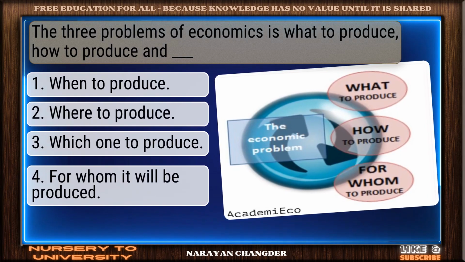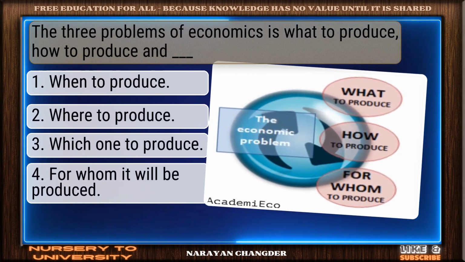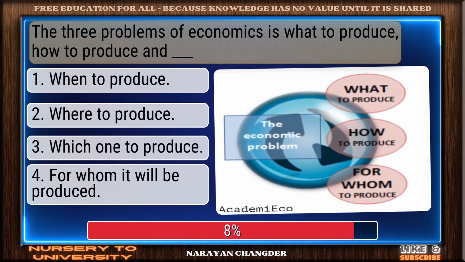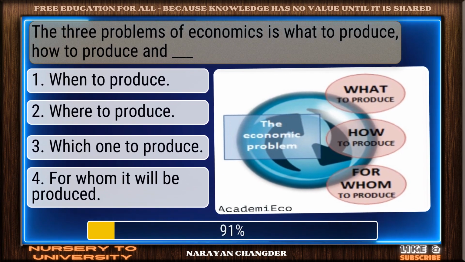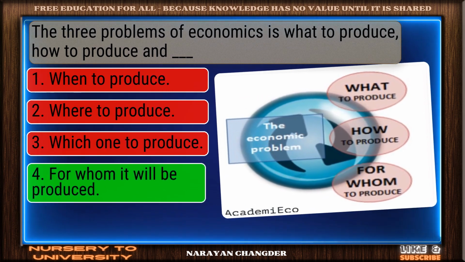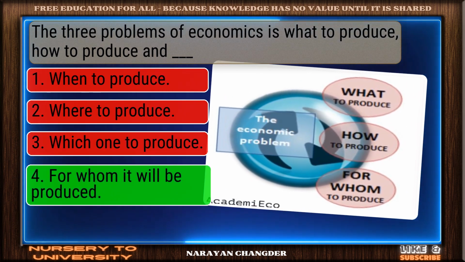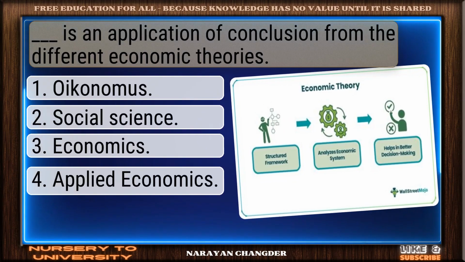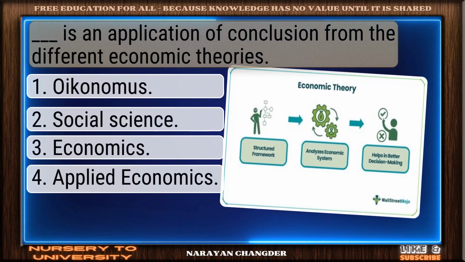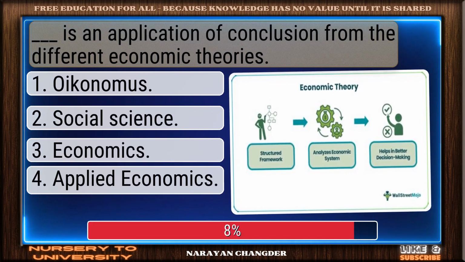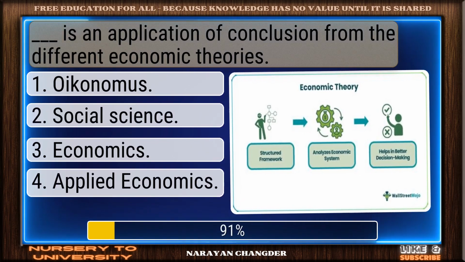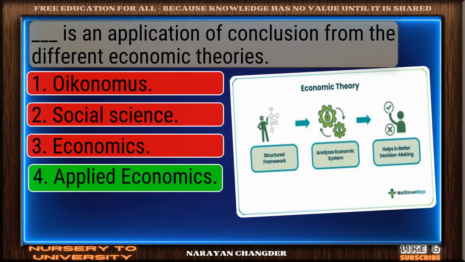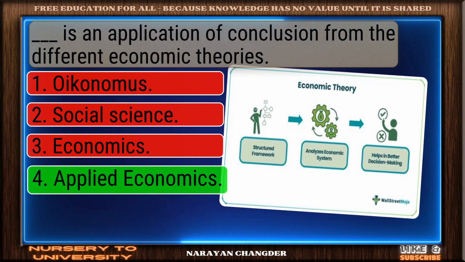The three problems of economics is what to produce, how to produce, and dash. Nicely done. For whom it will be produced is a solid answer. Dash is an application of conclusion from the different economic theories. Smart pick. Applied economics is the correct choice.